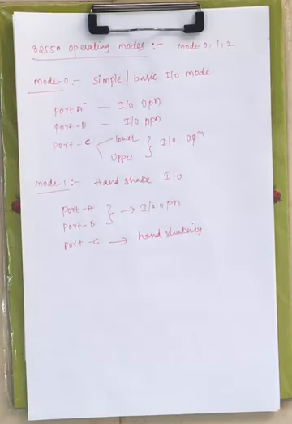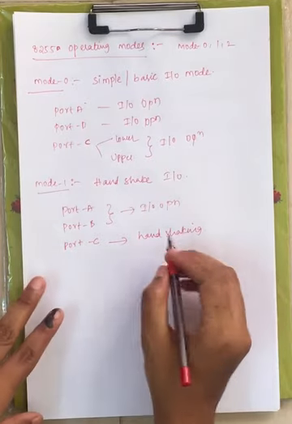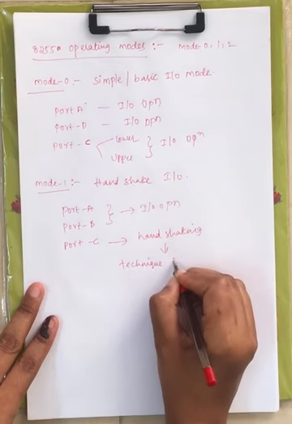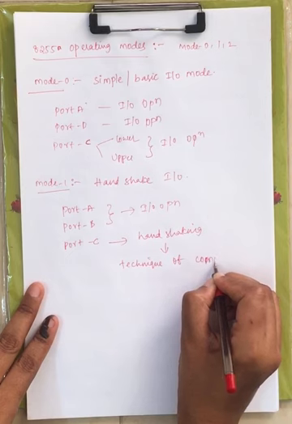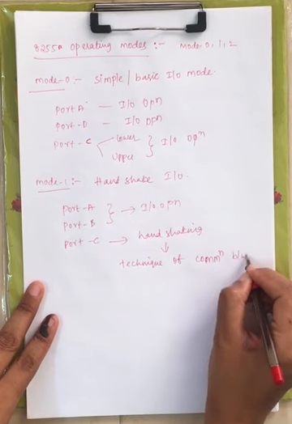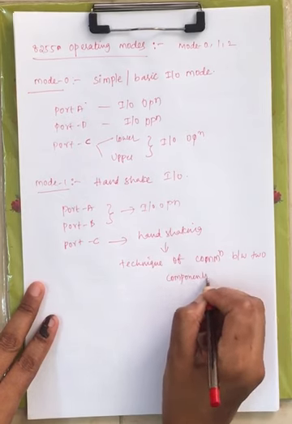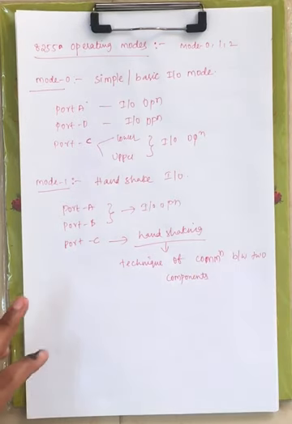Now what is meant by handshaking? Handshaking is a technique of communication between two entities, or two components, right? This particular technique we use on the port C IO lines in order to communicate with your microprocessor.